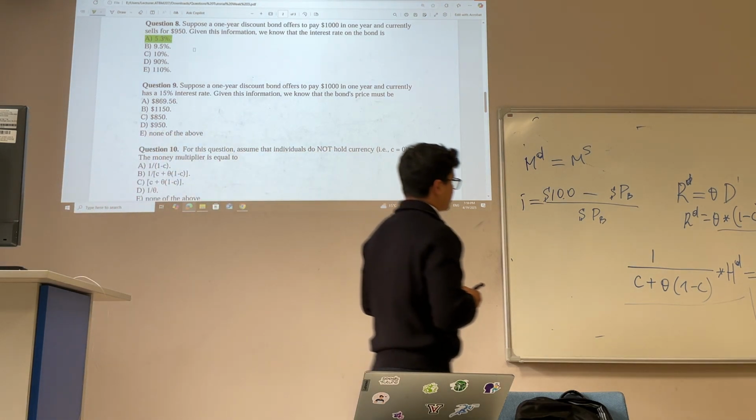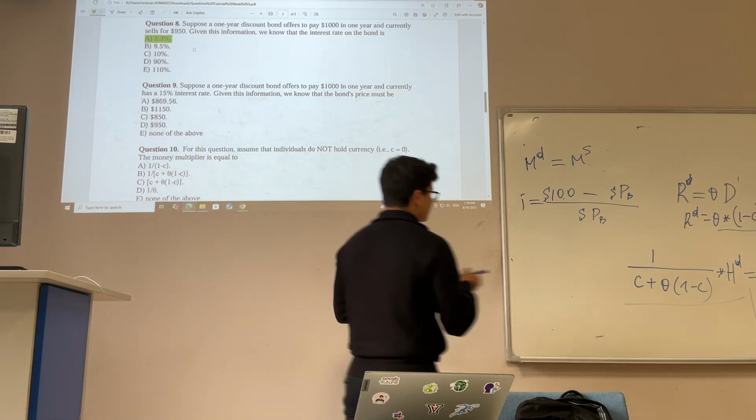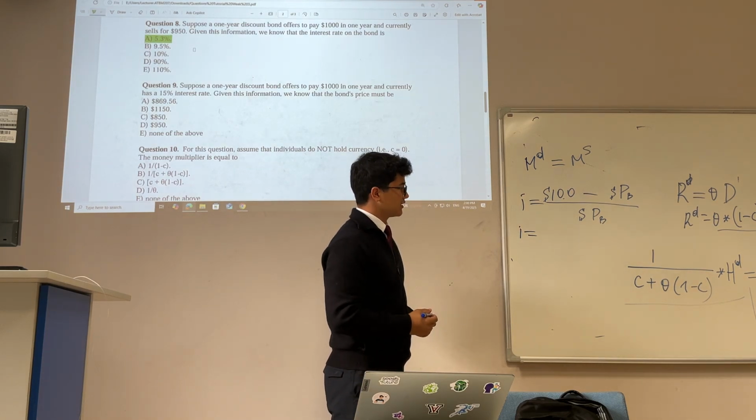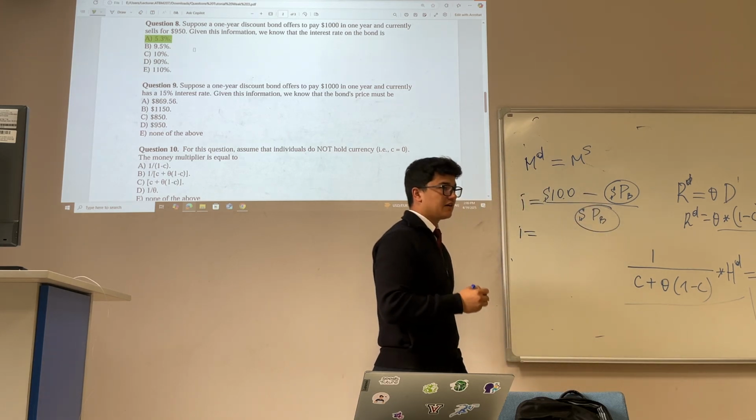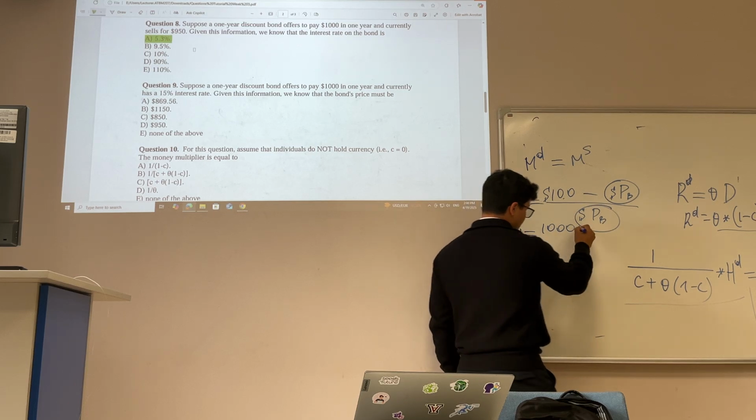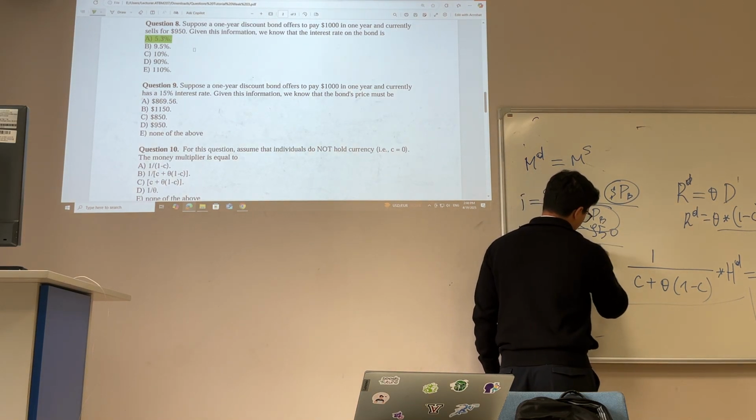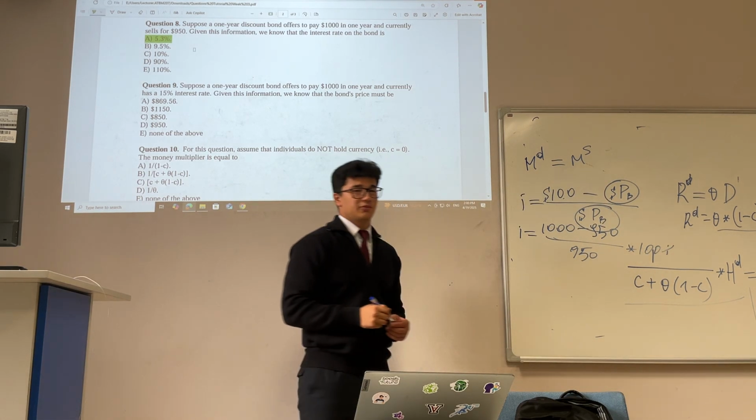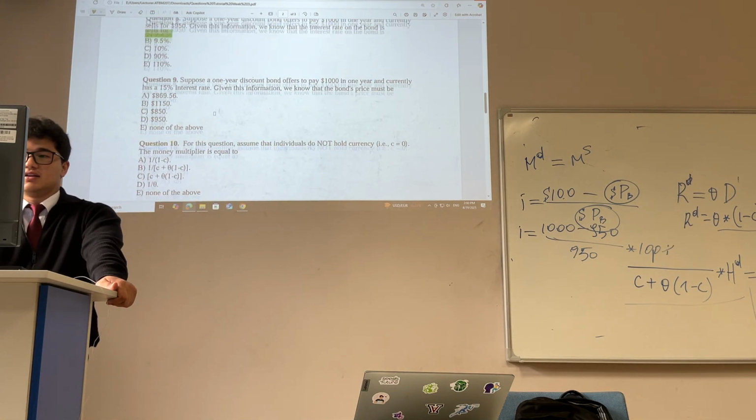So to change the interest rate, guys, I told you, there is I, and now I am investing 950. That's the investing amount. After 1 year, I receive $1,000. So $1,000 minus 950 divided by 950, multiplied by percent, and you will get 5.3%.